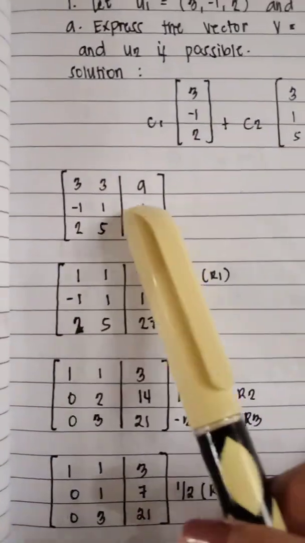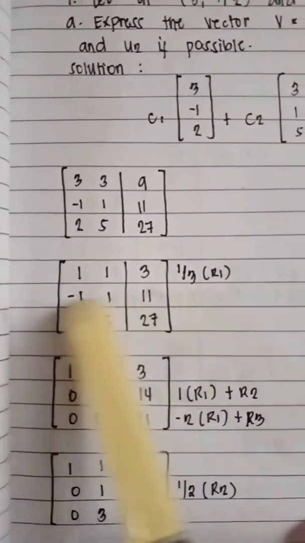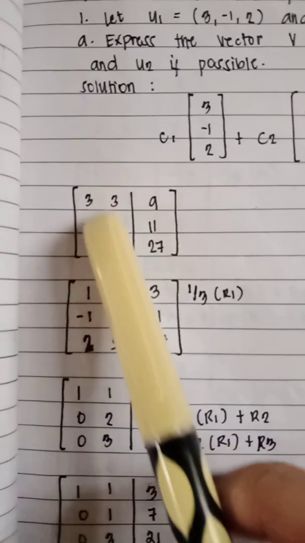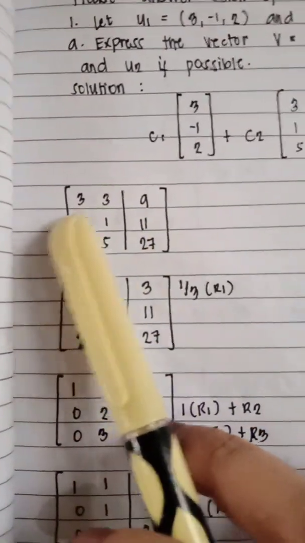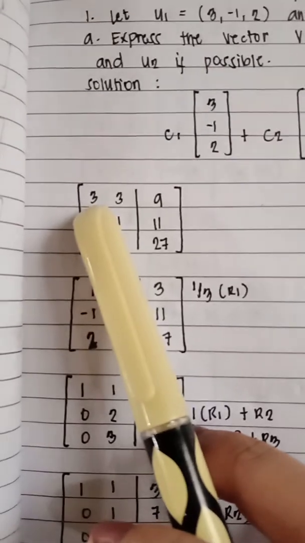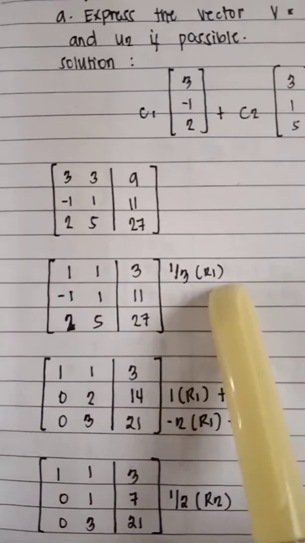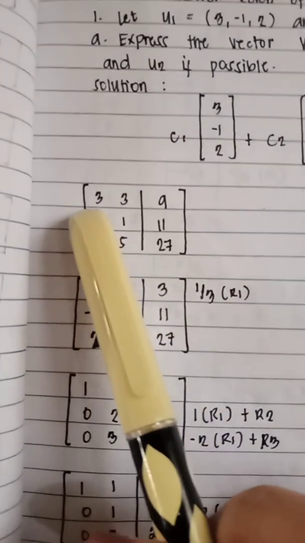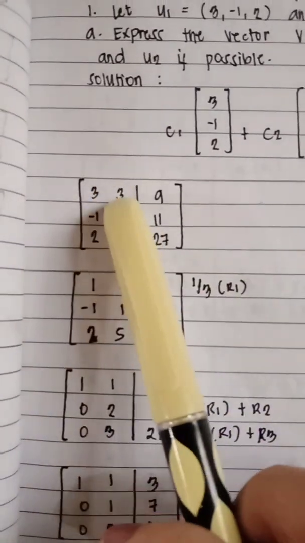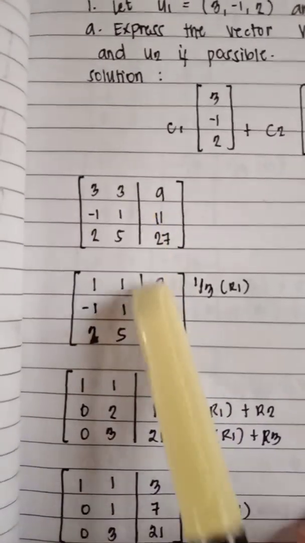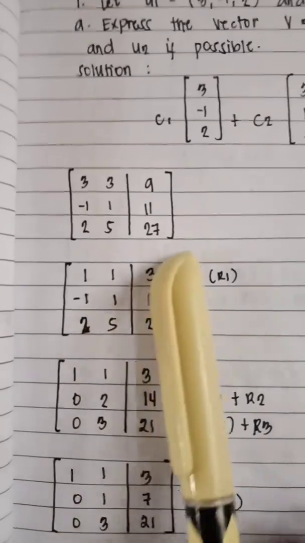We will copy first row 2 and row 3. Since 3 is the first number, we will make it into 1. In order to make this 3 into 1, we will use the formula 1/3 times R1. So 1/3 times 3 is equal to 1, 1/3 times 3 is equal to 1, and 1/3 times 9 is equal to 3.